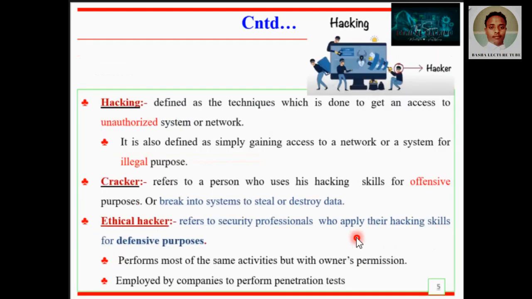And the other is hacking. Hacking, as you know, is defined as a technique used to get access to an unauthorized system or network. It is a technique you can use to attack a system or access a resource without getting legal authorization from the owner of that asset. It is also defined as simply gaining access to a network or system for illegal purposes.